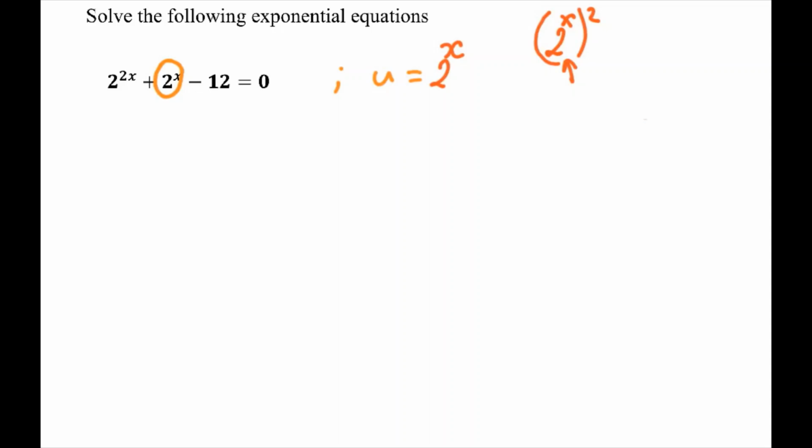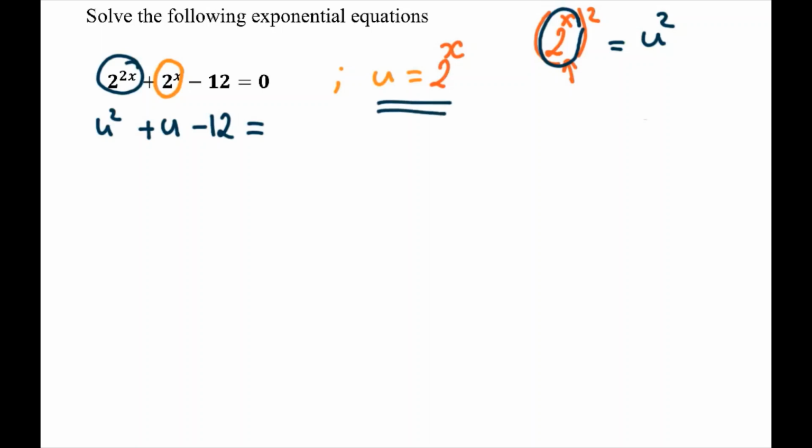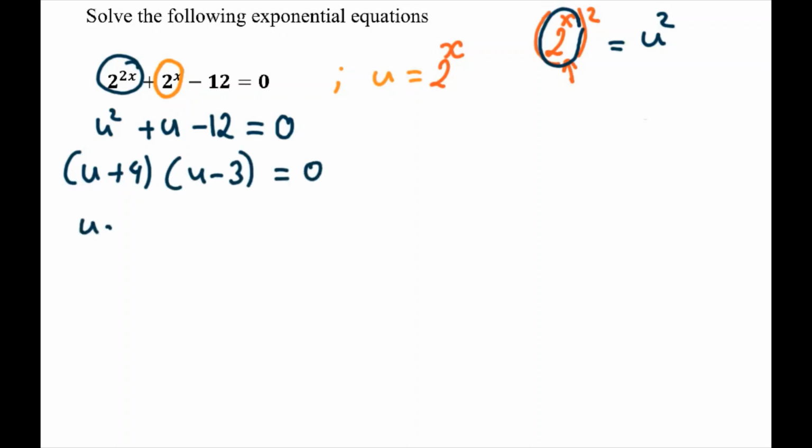So now I can say it's plus u minus 12. I need this also to be u. Now I know that if this is u, then this is going to be u squared. Again, 2 to the power of 2x is basically 2 to the power of x all to the power of 2. That's u squared if I consider u equal to 2 to the power of x. Now I can factor it. So it's going to be u plus 4, u minus 3 equal to 0. u equals negative 4 and u equals 3.